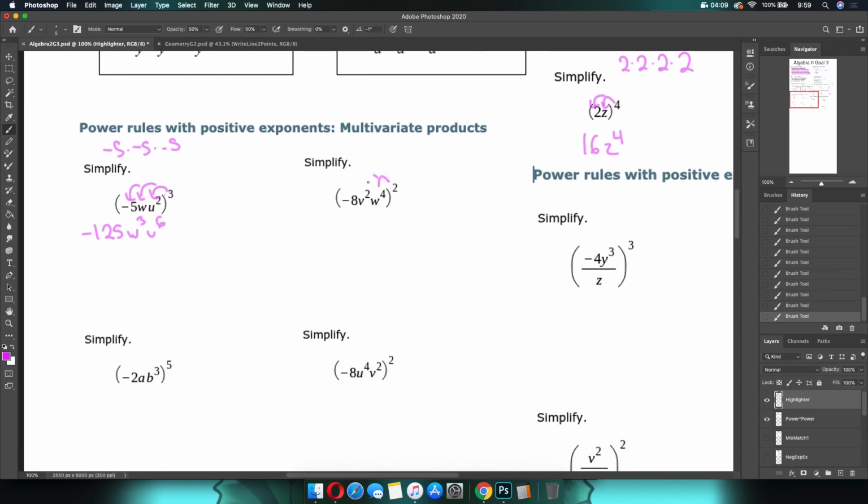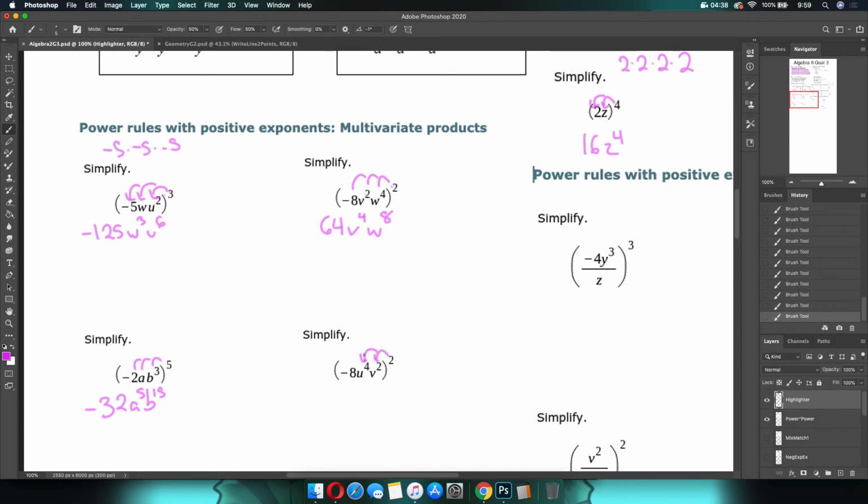We're going to do this one. So 8 squared is 64. V to the 2 times 2 is 4. W to the 4 times 2, which is 8. Then do this one out. So 2 cubed is 2, 4, 8, 16, 32. A to the 5th, B to the 3 times 5, which is 15. And you start to realize that, again, this is pretty simple stuff.